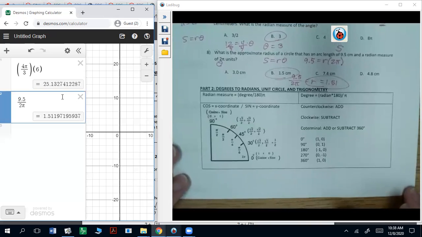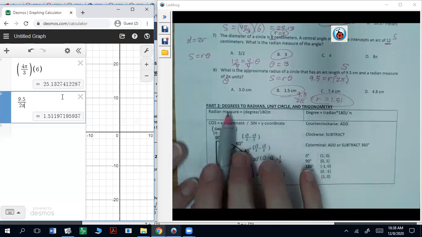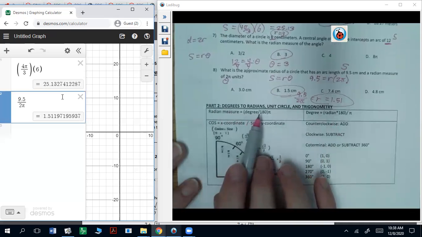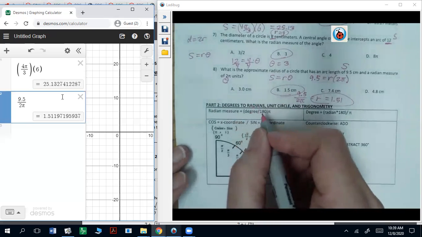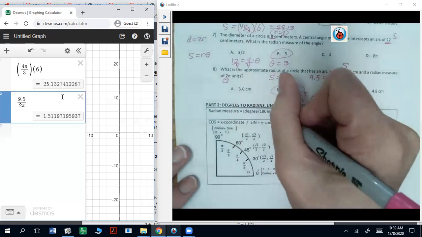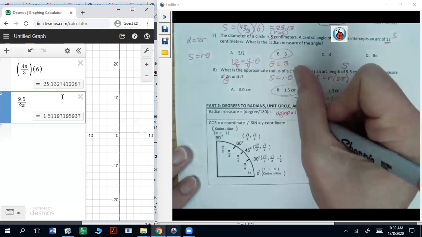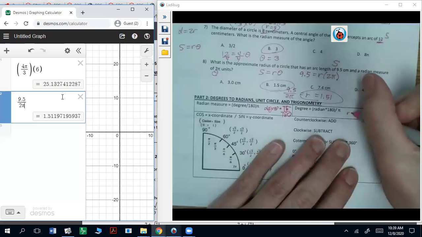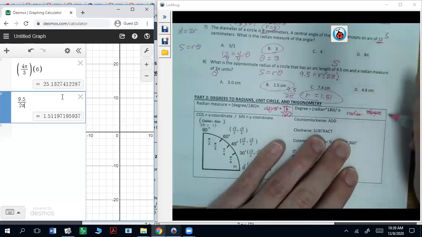Part 2, trigonometry. We need to know a few things about radians and degrees, how to convert. To convert from degrees to radians, you take the degree, divide by 180, and multiply by pi, so it's basically degree times pi over 180. And to convert from radians to degrees, you take your radian times 180 over pi.